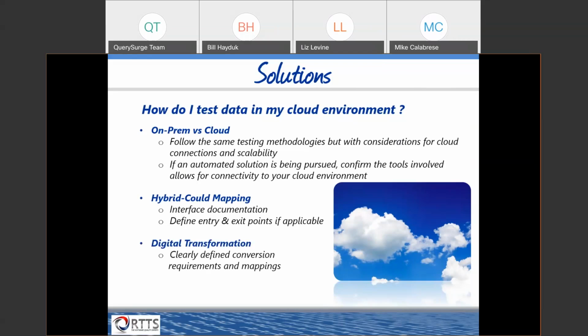Companies moving their entire systems from on-prem to the cloud will undergo a migration effort, and you want to make sure that the migration effort is clearly defined in your conversion requirements and mappings. So in addition to the ETL processes that are going on, is your data going to be able to look the same as it did on-prem versus in the cloud?